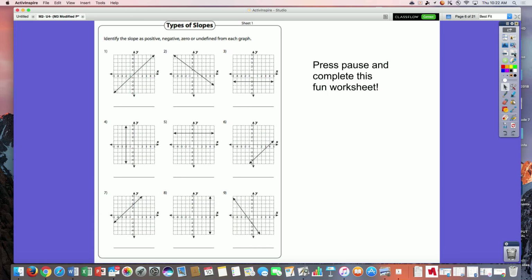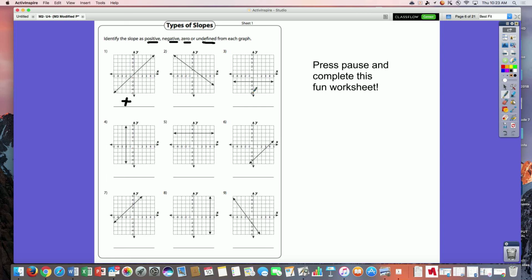Nice job. All right. In a second, I'll help you do the first one. You're going to identify each slope as either positive, negative, 0, or undefined. Look at number 1. This goes left to right. It goes uphill, positive. When I say bacon, press pause and fill out the rest of this page.